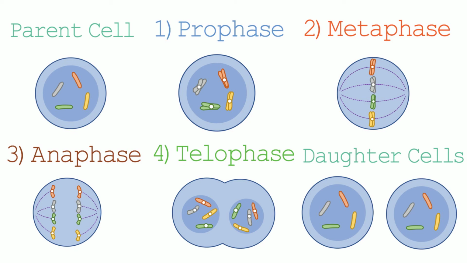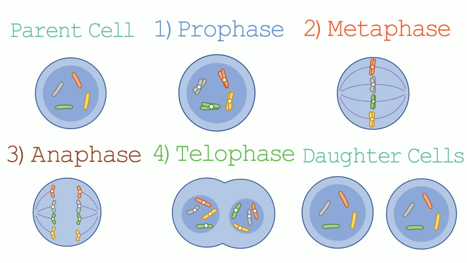This is where the spindle fibers shorten, which pull the chromatids of each chromosome to opposite poles of the cell. The final stage of mitosis is the telophase, and this is where the cell membrane and the cytoplasm divide to form 2 identical cells, and these identical cells are known as the daughter cells.